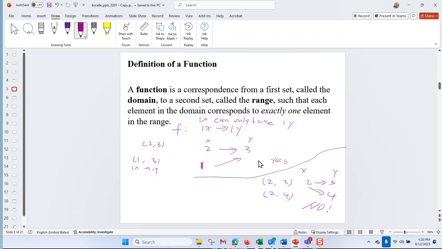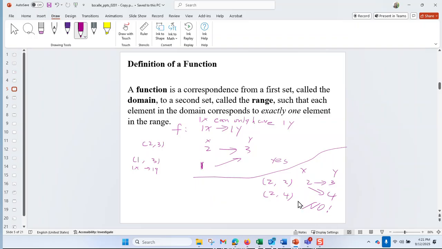Okay, in this case 1x has 1y, so this case is a function. All right, and 1x corresponding to the same y, but it's still only 1y. So this one is considered a function. This one you have a 1x and then you have 2y's. Okay, look at it. 1y is 3, 1y is 4. So this case is not a function.